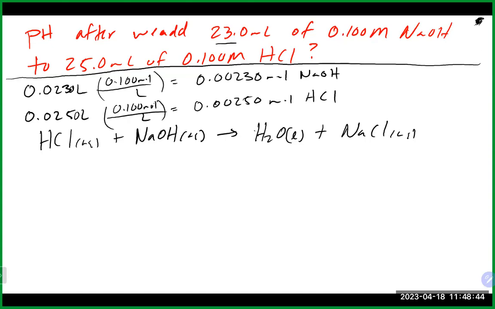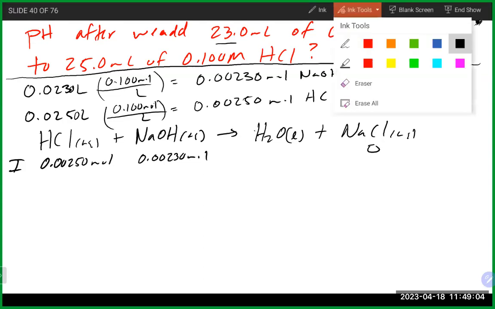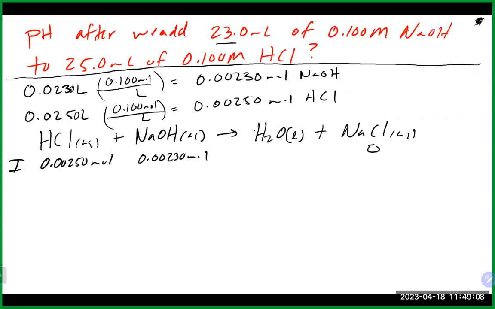All right, so initially here, we are going to take our moles of HCl, 0.00250, and take our moles of sodium hydroxide, 0.0023, and nothing here, right? The first question is, am I before, at, or after the equivalence point in this case?